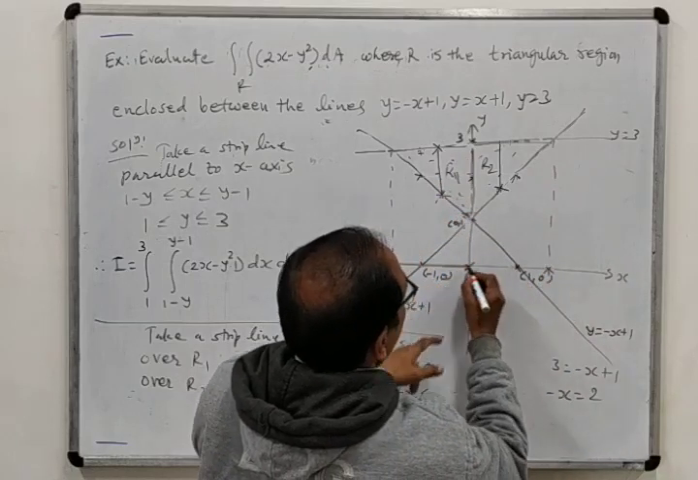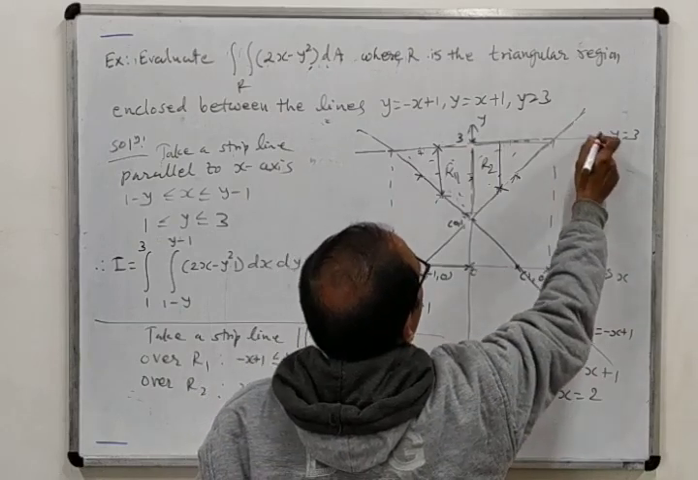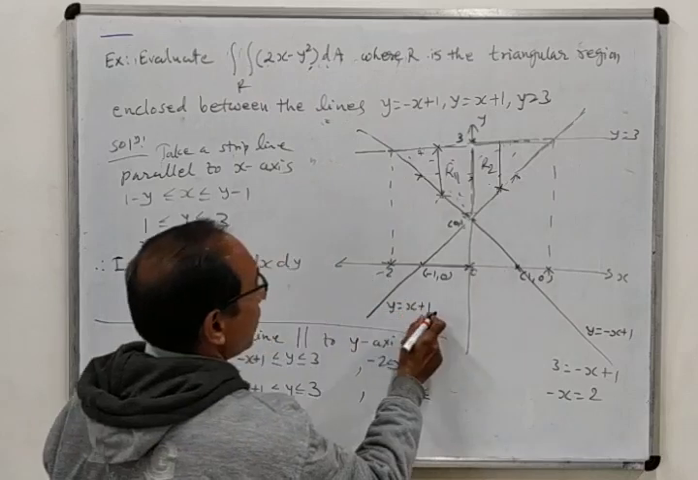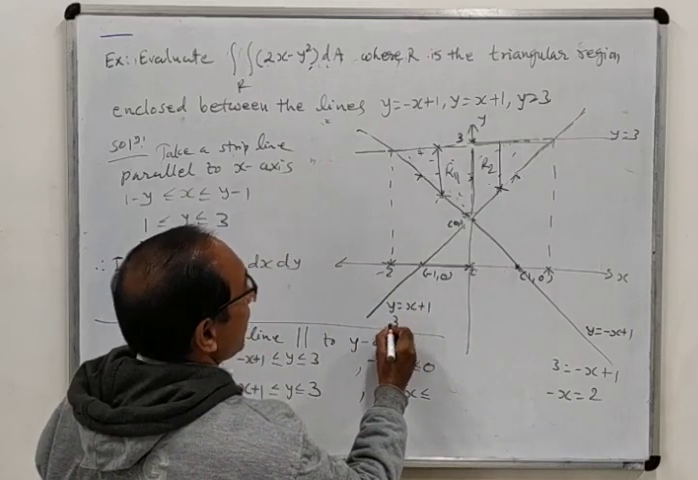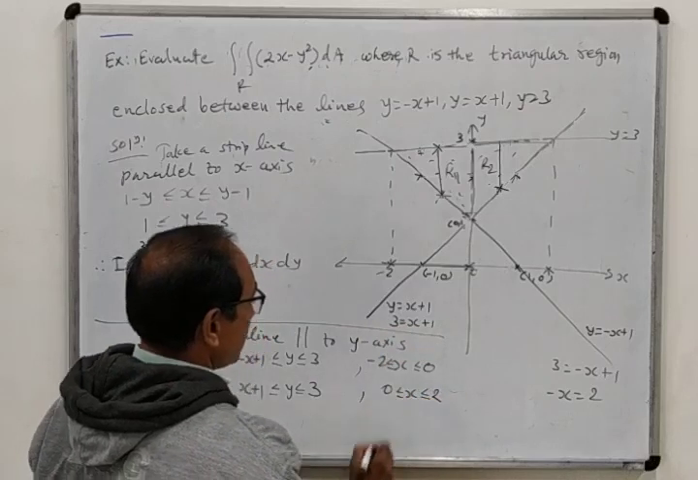So here x is 0 we know. But what is x here? So this is the intersection of these 2 points. Y equal to 3 and y equal to x plus 1. So if we put here y equal to 3, we get x plus 1. So x equal to 2. And here it is 0.